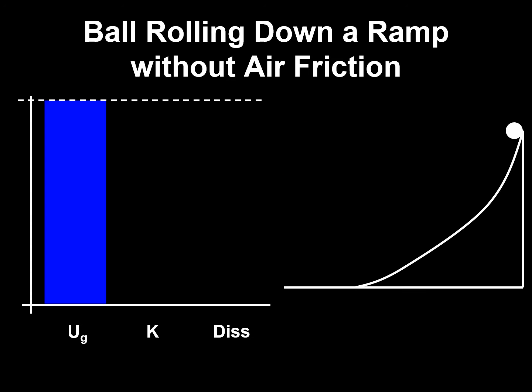All right, so in this example, we look at what happens. This is called an energy diagram. We look at what happens with the energy as it transfers from one type to another. So we start with gravitational potential energy.